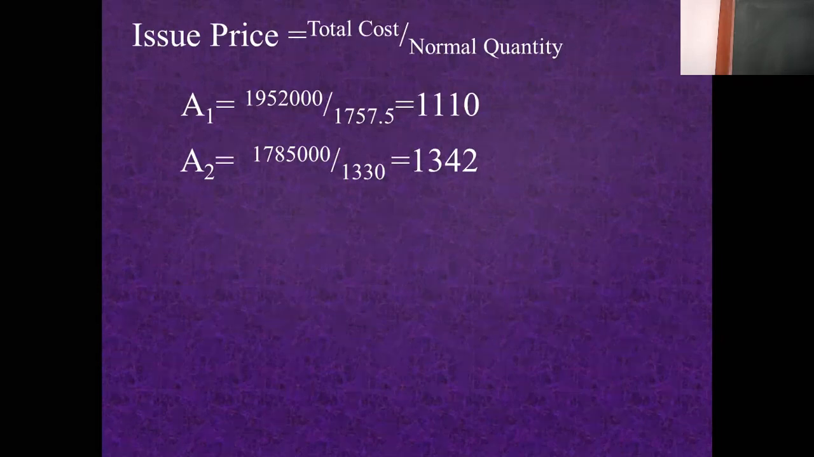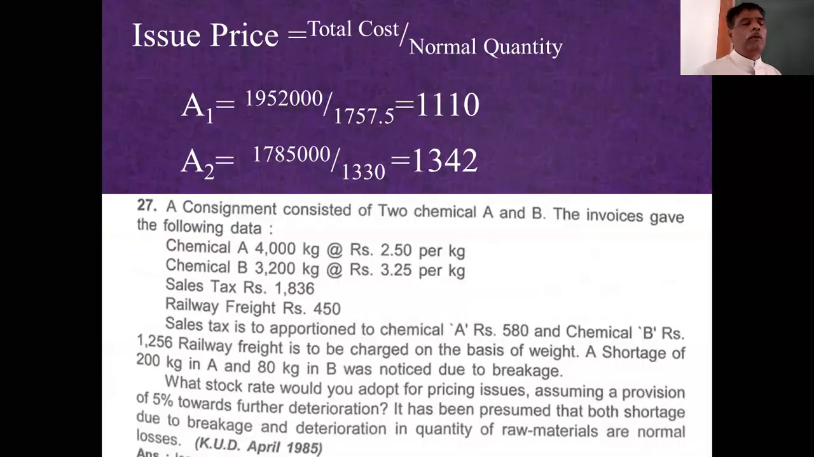Okay, this is the issue price. At this rate, you have to issue this material to the production department for the production or manufacture of a product. Okay, you see this. This is the calculation of issue price. Then one more problem I will take, example number 27.